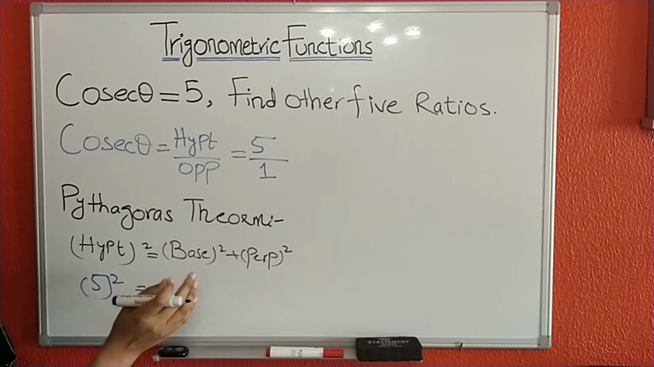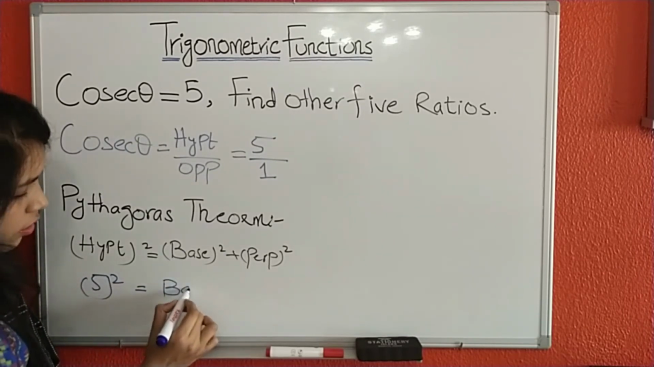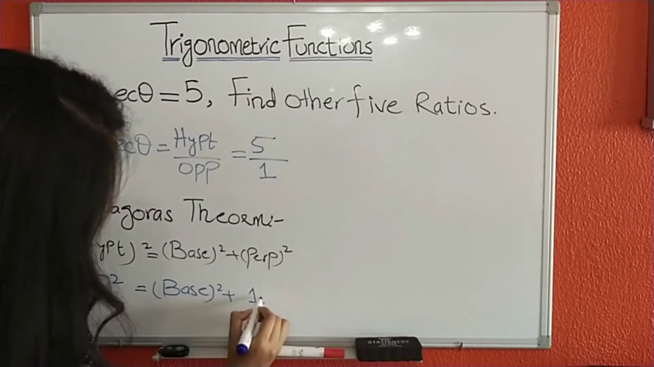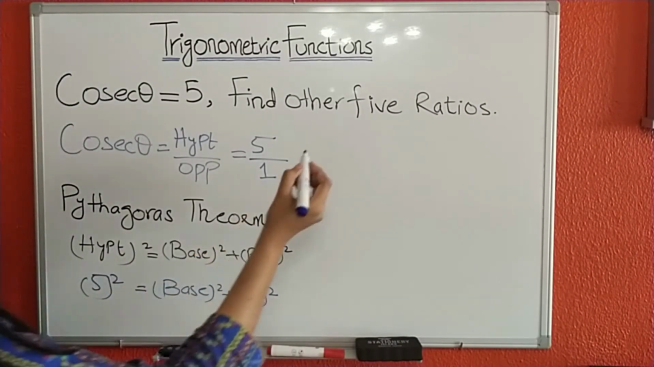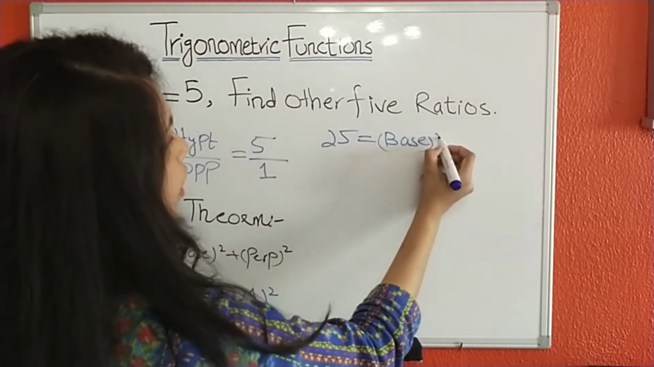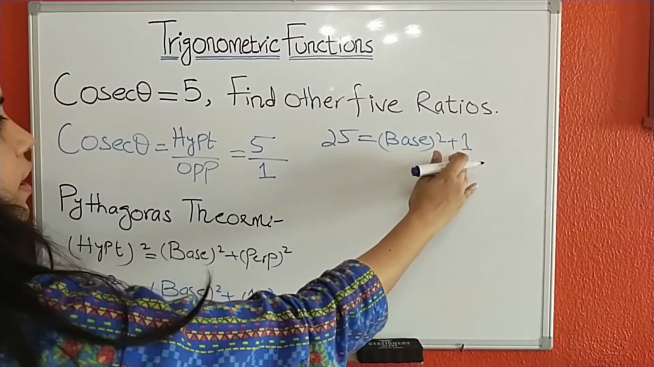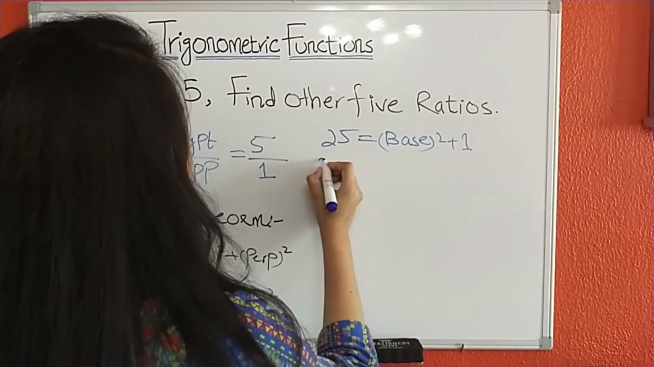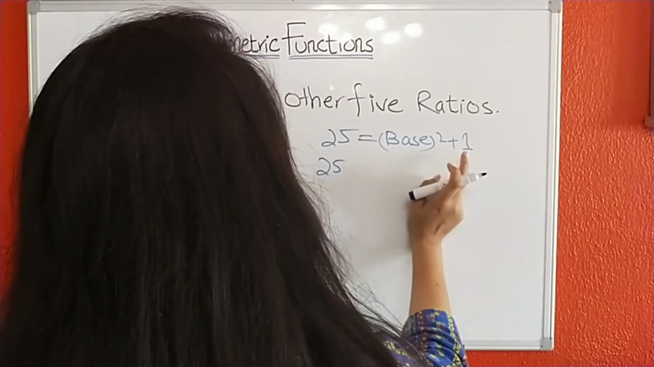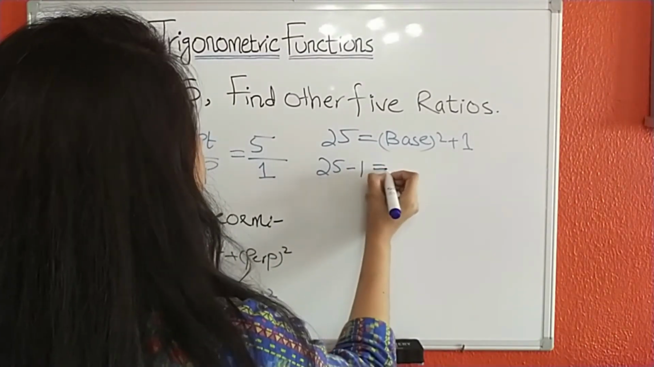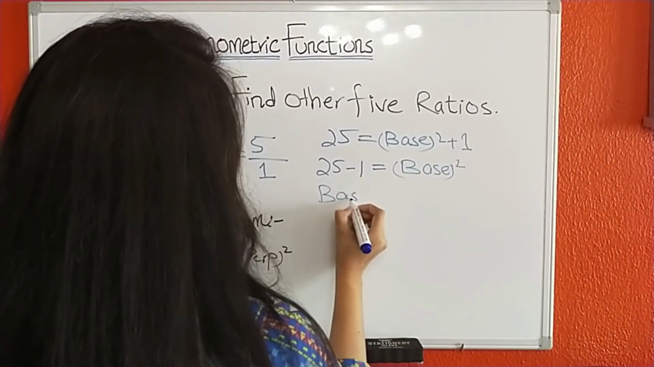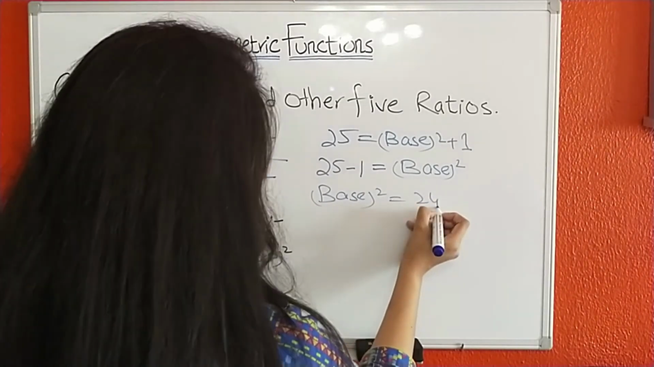5 square is equal to, and I don't know the value of base. So base square plus, and the value of perpendicular is 1 square. The square of 5 is 25 is equal to base square plus 1. Now this one will shift here, and as it has a positive sign now, its sign will become negative here. 25 minus 1 is equal to base square. So base square is equal to 24.